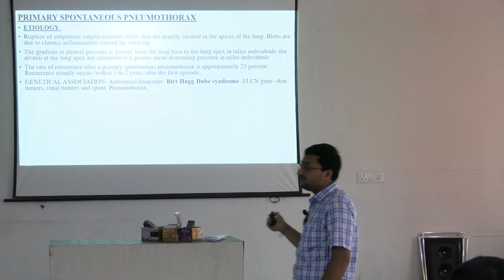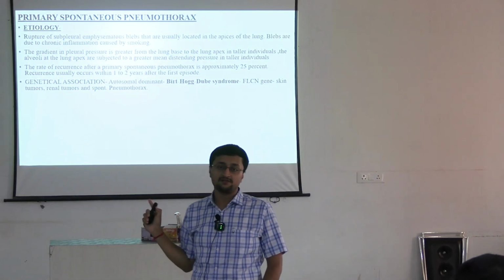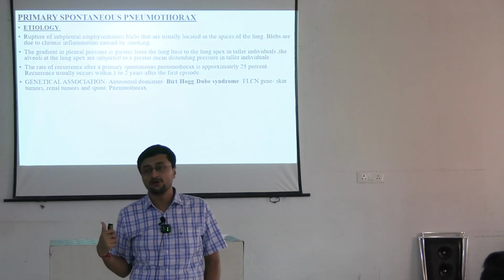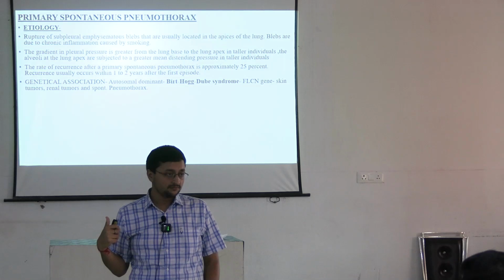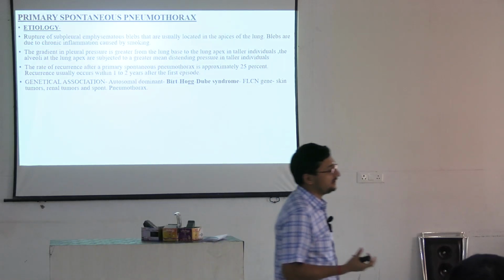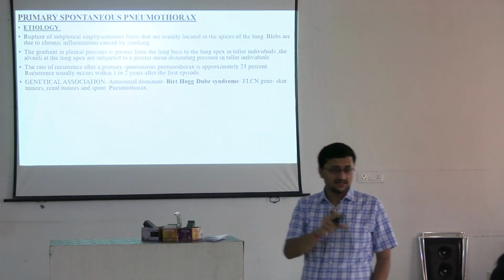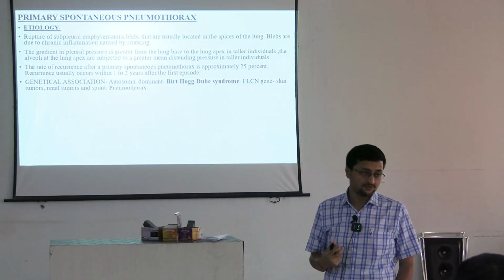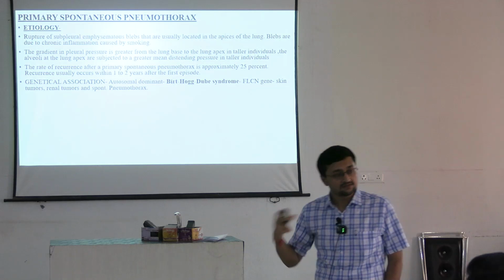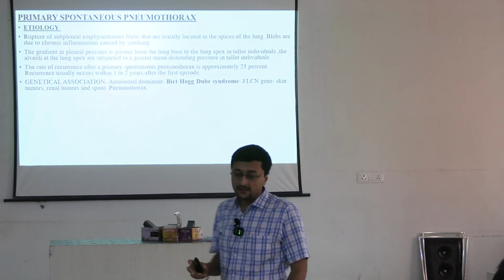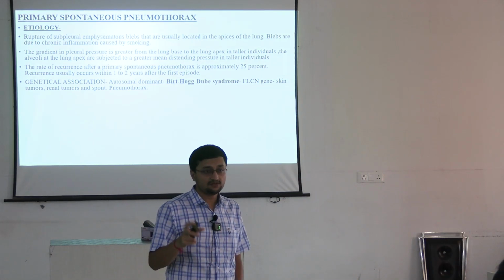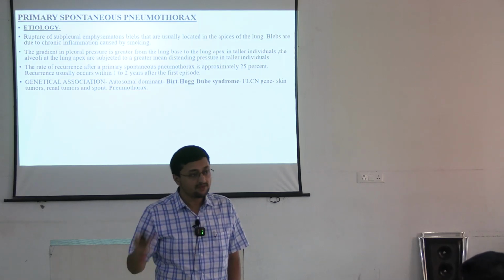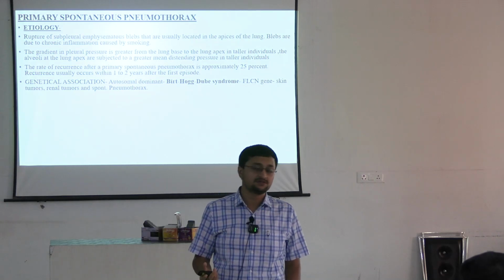So this is important for your MCQ, the genetic association of primary spontaneous pneumothorax. This is a syndrome called Birt-Hogg-Dubé syndrome. It is generally caused by FLCN mutation, and there are other system involvements, and recurrent primary spontaneous pneumothorax will be there, and other diseases such as collagen vascular diseases, Ehlers-Danlos syndrome, Marfan syndrome. So these patients may suffer from recurrent spontaneous pneumothorax.